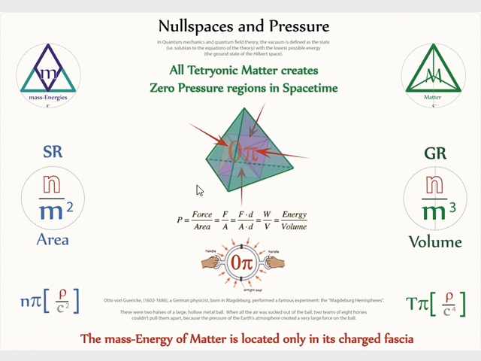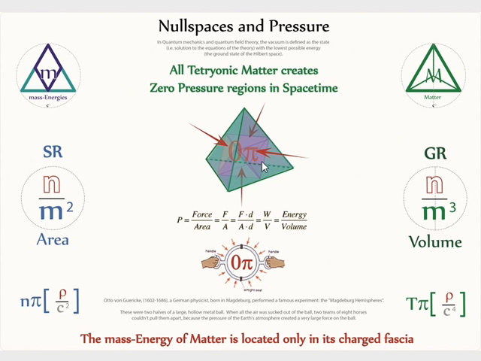Each matter geometry, or tetrahedral standing wave of energy, has a region within it, or creates a region within it, where there is zero energy. There is no energy at all within the center of any form of matter. All the mass energy of tetrahedral matter, as in two-dimensional mass energy, is contained in the charged fascia of the tetrahedral geometry. Inside is completely devoid of anything.